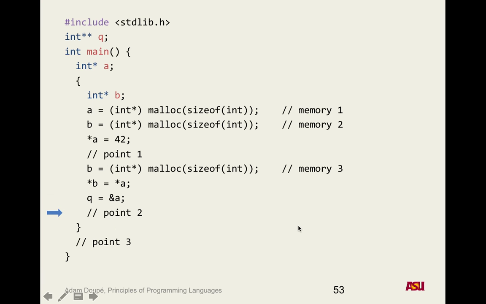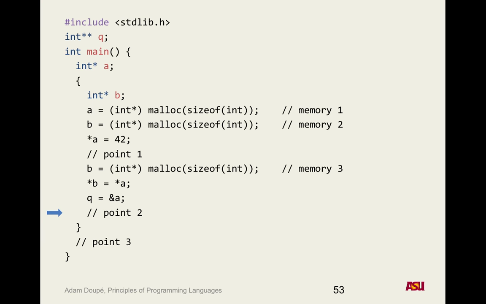So now we get here to point 2. Are there any dangling references? Yes. What? The first B. What do you mean the first B? There's only one B. So what does a dangling reference mean? Just spent two slides looking at it.